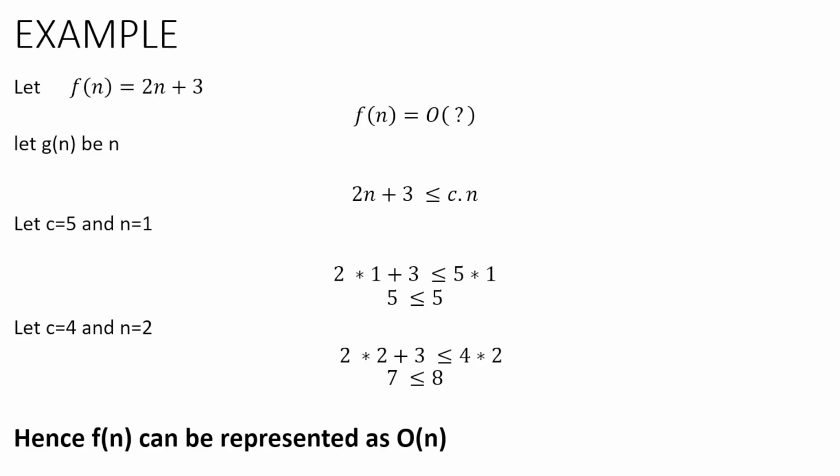Let us take another example, for c equal to 4 and n equal to 2. Let us substitute the values c equal to 4 and n equal to 2 in the same function. So it becomes 2 into 2 plus 3 less than or equal to 4 into 2. 7 less than or equal to 8. The condition holds good. So we can conclude that f of n can be represented as big O of n.